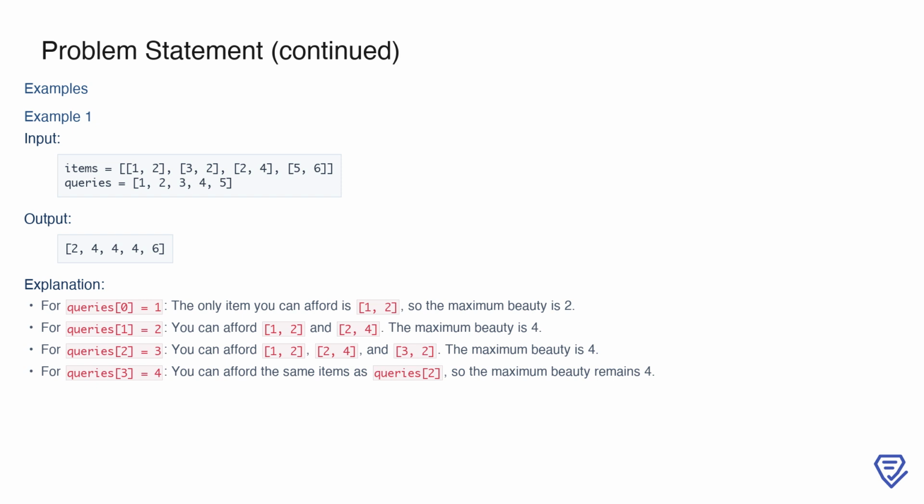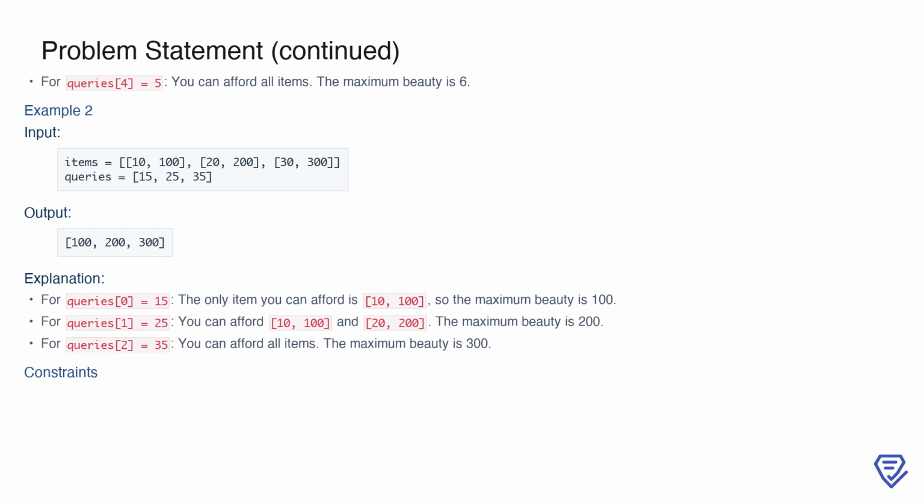For the second query, with a price limit of 2, you can afford [1,2] and [2,4], and the maximum beauty is 4. For the third query, with a maximum price of 3, the affordable items are [1,2], [2,4], and [3,2]. The highest beauty among these is still 4. Similarly, for a price limit of 4, the set of affordable items remains the same, so the maximum beauty is again 4. For the final query in this example, with a maximum price of 5, you can afford all the items in the list. The most beautiful item is [5,6], which has a beauty score of 6. Therefore, the output for this example is [2,4,4,4,6].